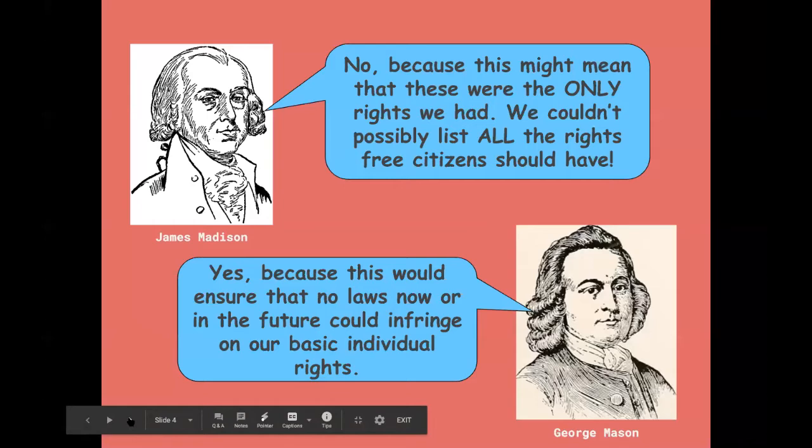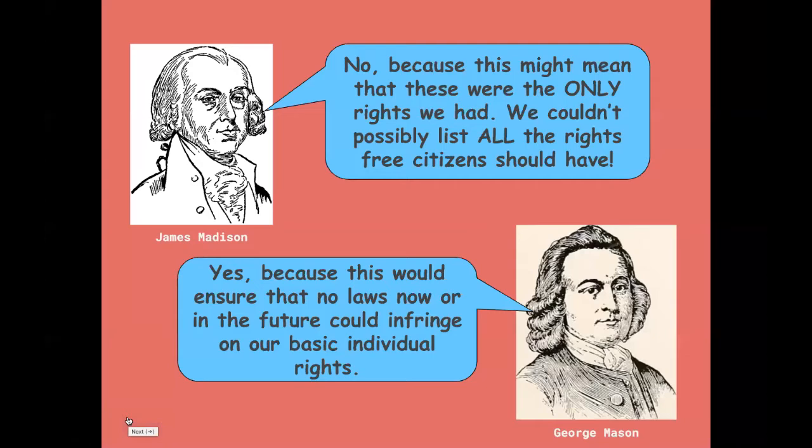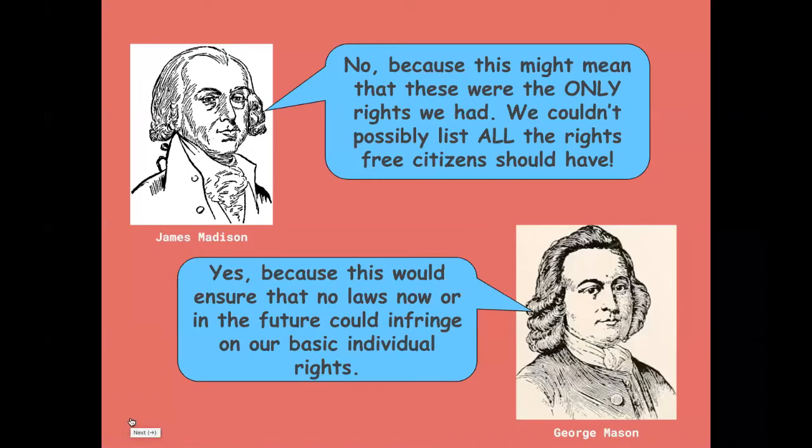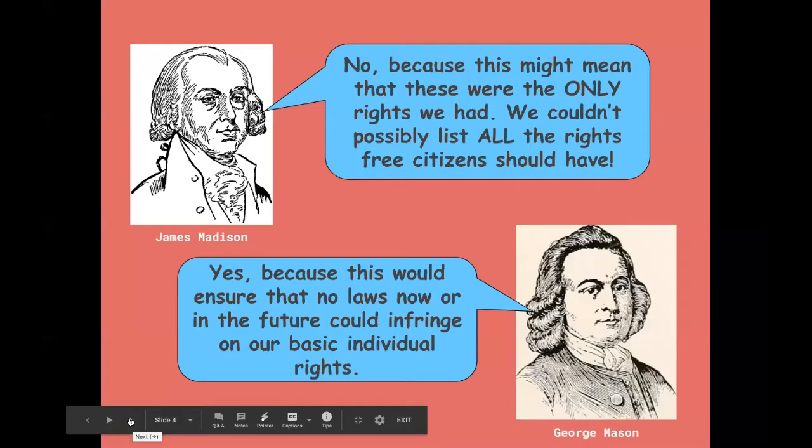George Mason, however, disagreed. He said we have to have a list of rights, because if we don't put that list in, then we're not going to have any that are guaranteed, and the government could infringe on our basic rights. George Mason ended up being one of the three delegates who didn't even sign the Constitution, because he thought it had to have this Bill of Rights in it.